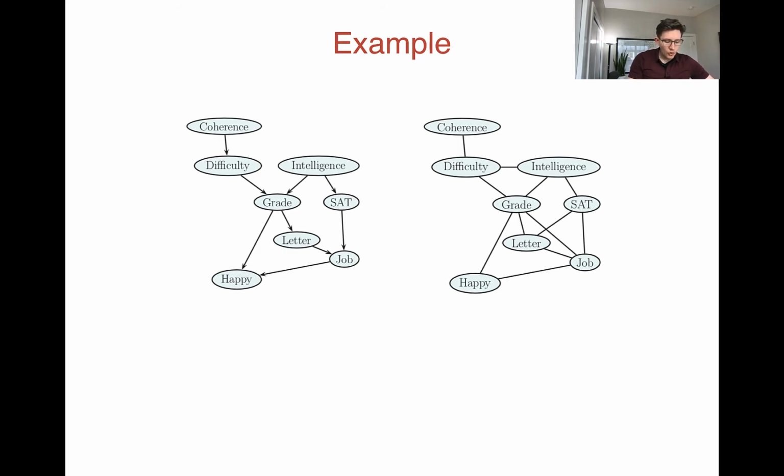And we can convert this to a Markov random field. I've done that here. Notice we've added moralization edges. There are a couple. For example, grade and job are co-parents of happy, so we added that edge here. Another one is, for example, between difficulty and intelligence.